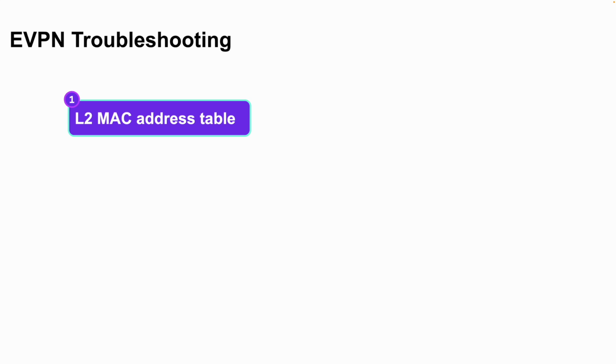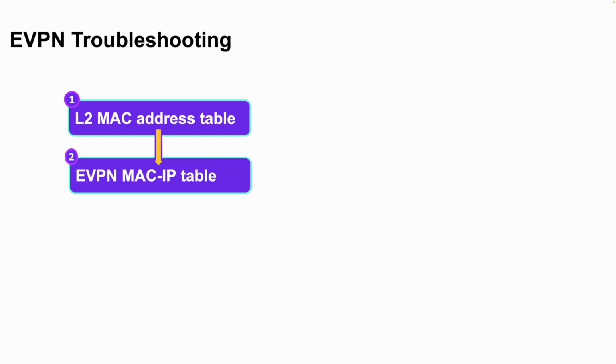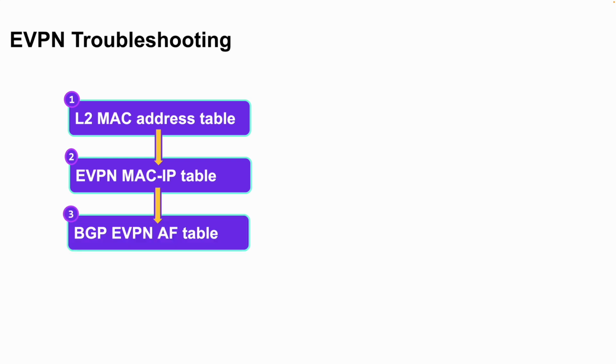Okay, so the L2 table. Once we have the MAC address in the L2 table, as long as EVPN is turned on and active on that VLAN, it will be passed to the EVPN table. So that's the next table to look at: the EVPN MAC and IP table. And if everything's configured, that information, which could be MAC only or MAC and IP, will be passed to the BGP EVPN address family. So that's the BGP address family part of this. The MAC address will be populated there.